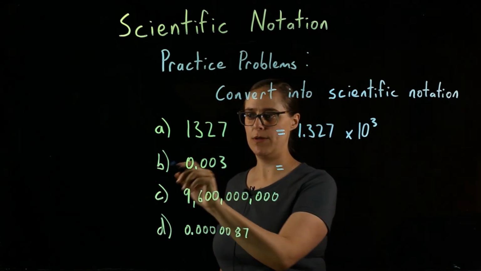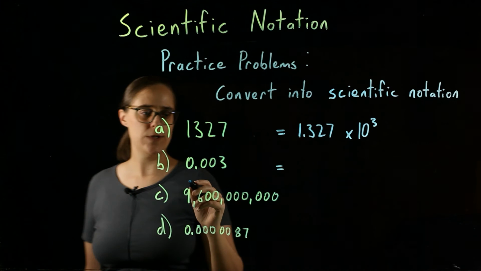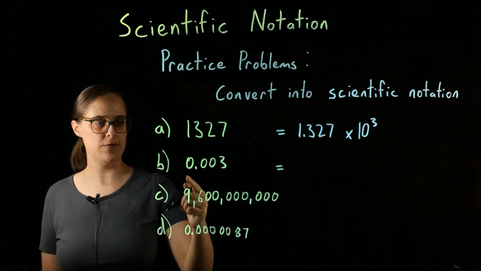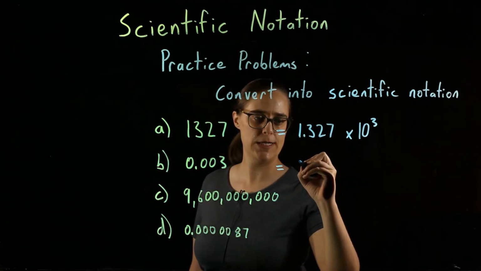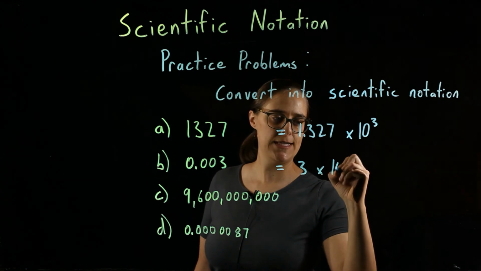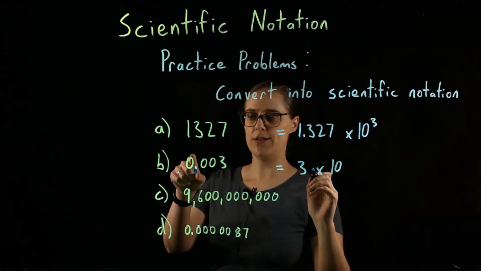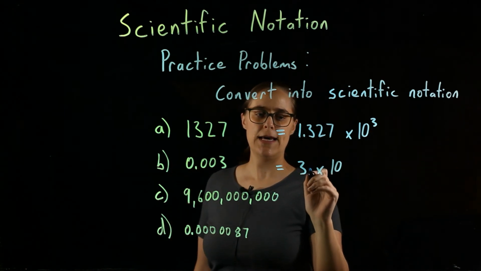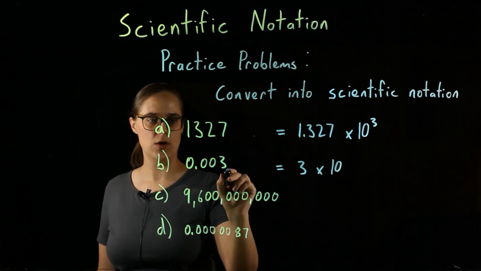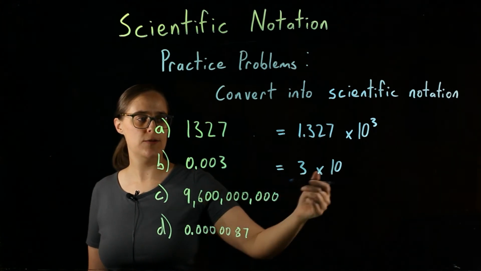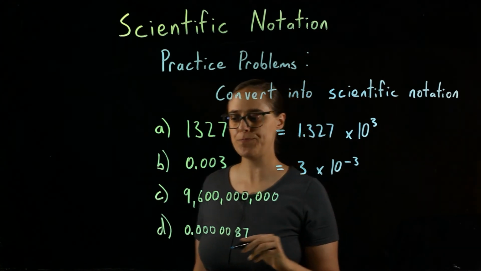For our second problem, B, 0.003, the coefficient would need to have a decimal point immediately after the first non-zero number. First non-zero number is this 3. It is also our only number in the coefficient. 3 times 10 to some power. So to take 3 and convert it into 0.003, how many places do I need to move the decimal point by? So if my decimal point were after this 3, 1, 2, 3, I would need to move it 3 places to the left. So this is going to be a 10 to the minus 3.